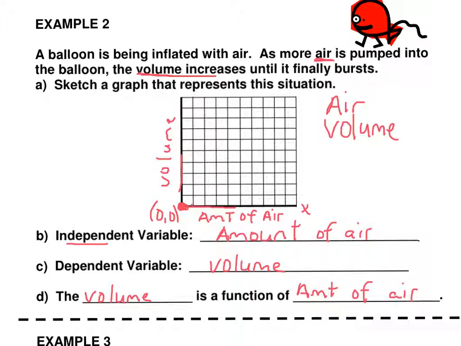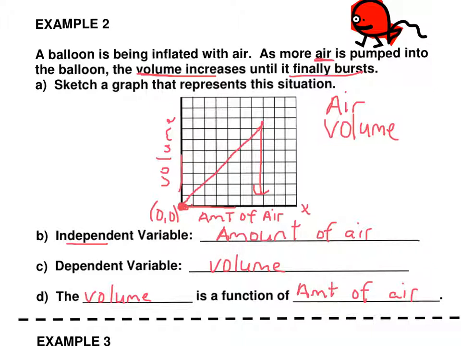So what's going to happen is you're going to end up with a graph that, as you put more air and more air and more air into it, is going to get bigger and bigger. And then what happens, it says that it finally bursts. Well, if it bursts, that means your graph will go like this. It could even, maybe even go over this way. But this would be a graph of a situation in which a balloon is filled with air and then finally bursts.